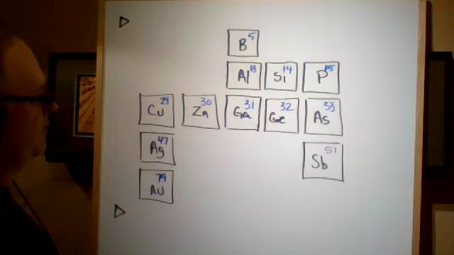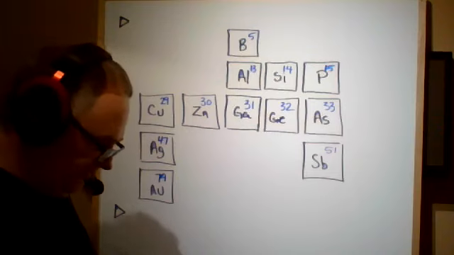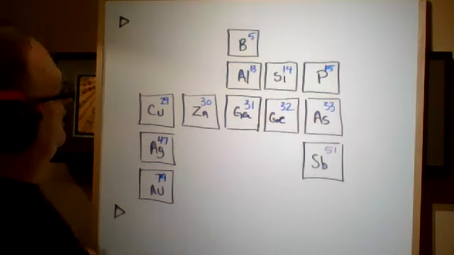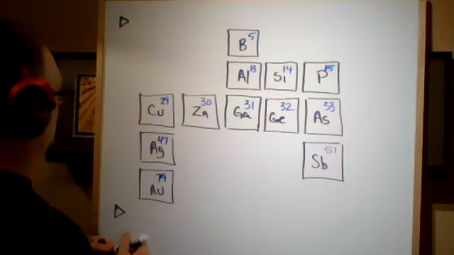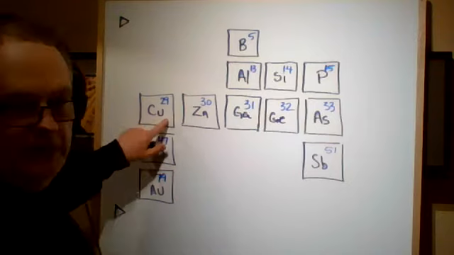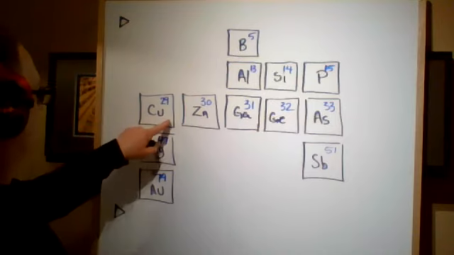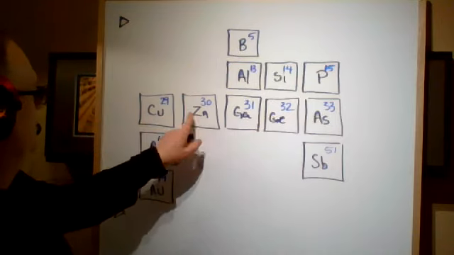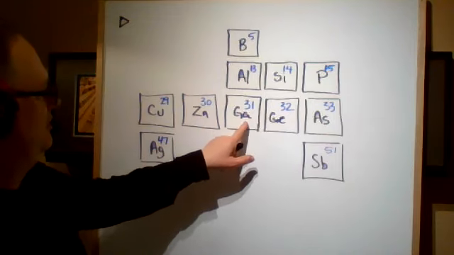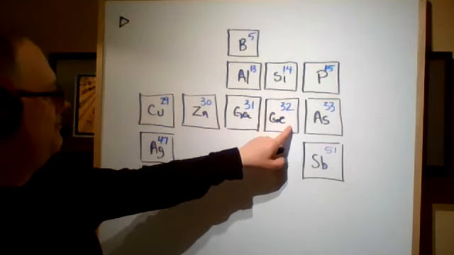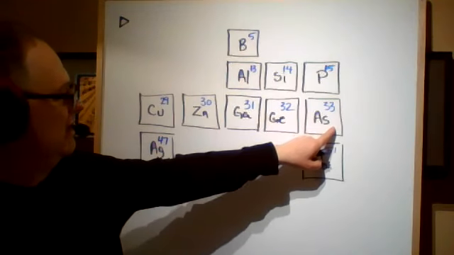Okay, so here we have a small section of the periodic table. Let me just run through these, just so we're aware of what they are. Let's start over here with 29. This is copper. 30 being zinc, 31 gallium, 32 germanium, and 33 arsenic.